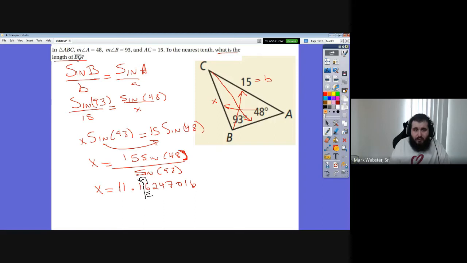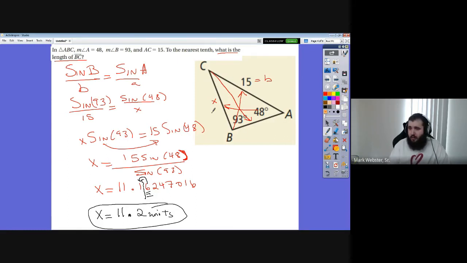So we're going to round to the nearest tenth like they tell us. So that 6 rounds us up. And so our final answer here is 11.2 units. All right. And that's the length of side CB.